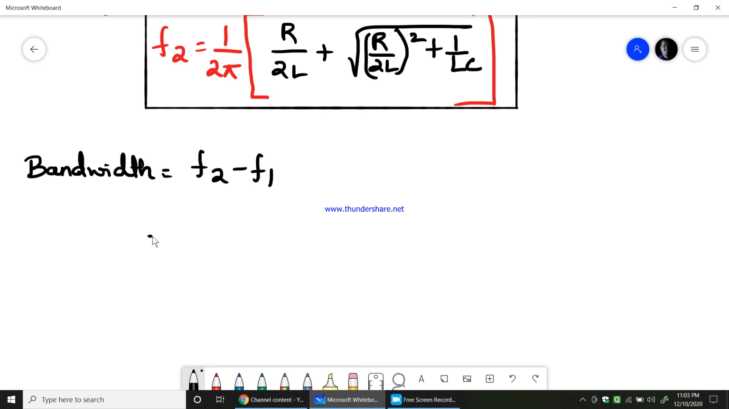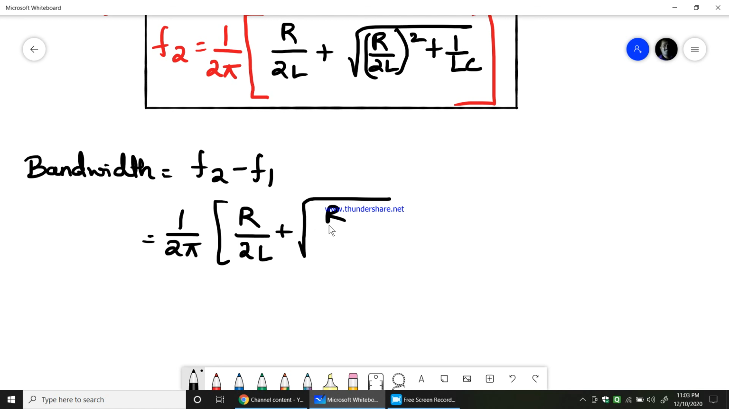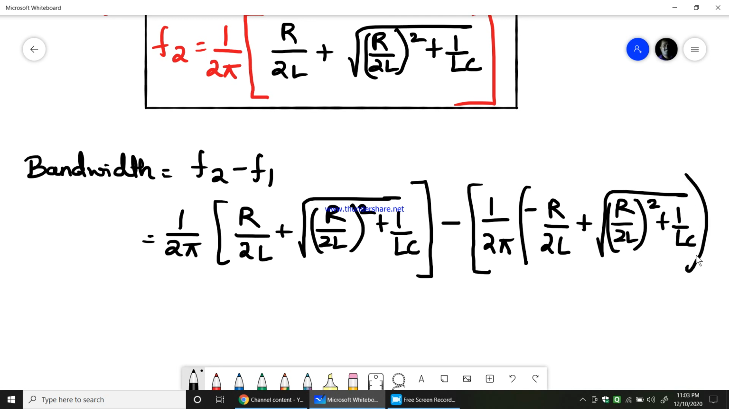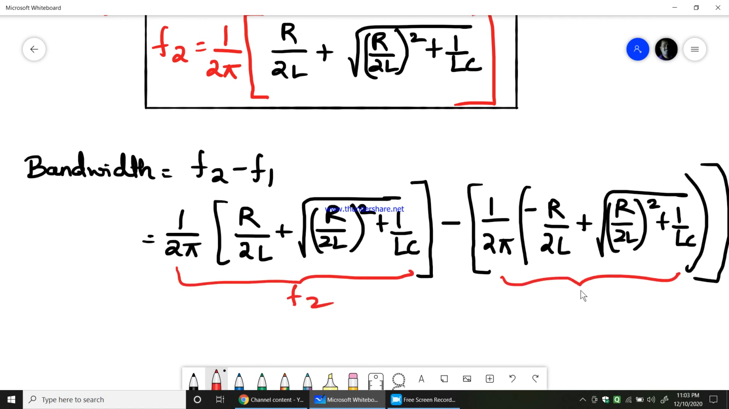So we know that F2 is nothing but 1 over 2 pi multiplied by r by 2l plus square root of r by 2l the whole square plus 1 over LC. This is F2, minus 1 over 2 pi into minus r by 2l plus square root of r by 2l the whole square plus 1 over LC. This is F1.